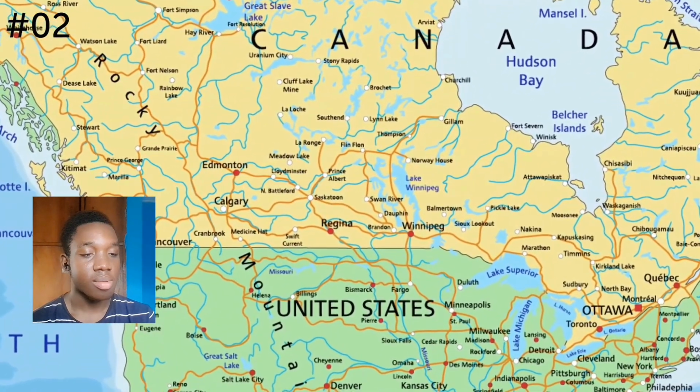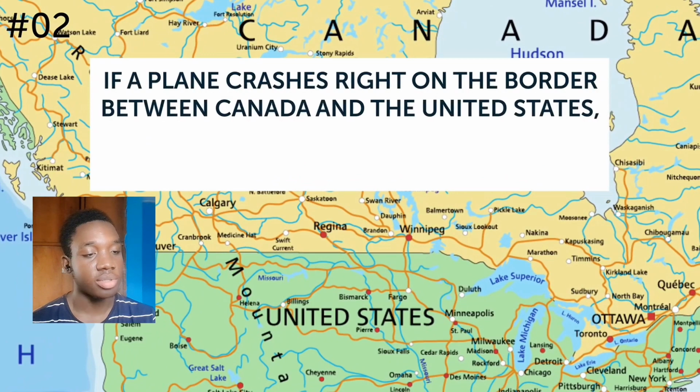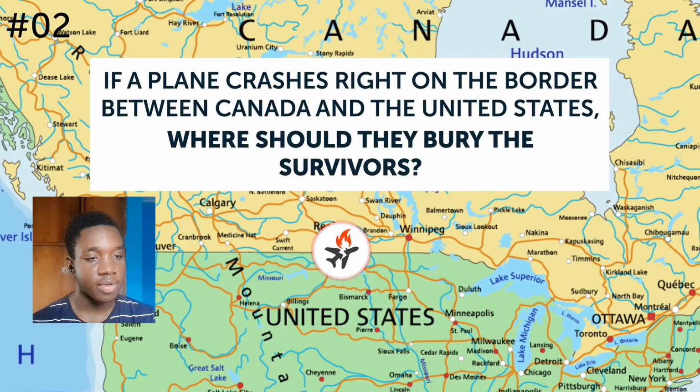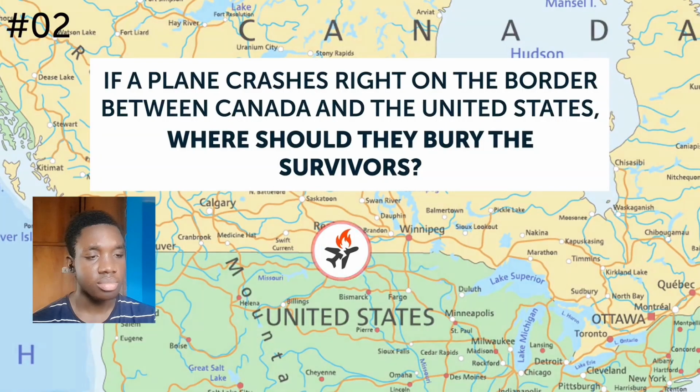Let's continue. 2. Alright, we tested your anatomy, now some geography. If a plane crashes right on the border between Canada and the United States, where should they bury the survivors? Whoa, are you supposed to know international aviation laws or something? Well, take 10 seconds to figure it out.